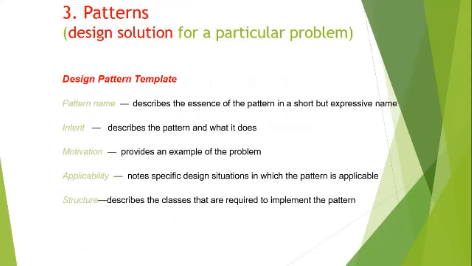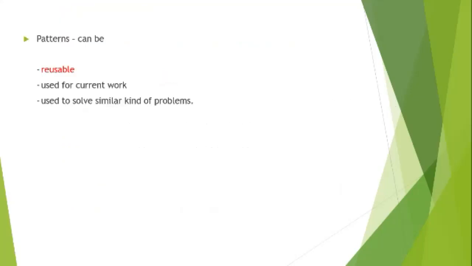Third one is pattern, a design solution for a particular problem. In the design pattern template, the pattern name describes the essence of the pattern in a short but expressive name. Intent describes the pattern and what it does. Motivation provides an example of the problem. Applicability notes specific design situations in which the pattern is applicable. And structure describes the classes that are required to implement the pattern.